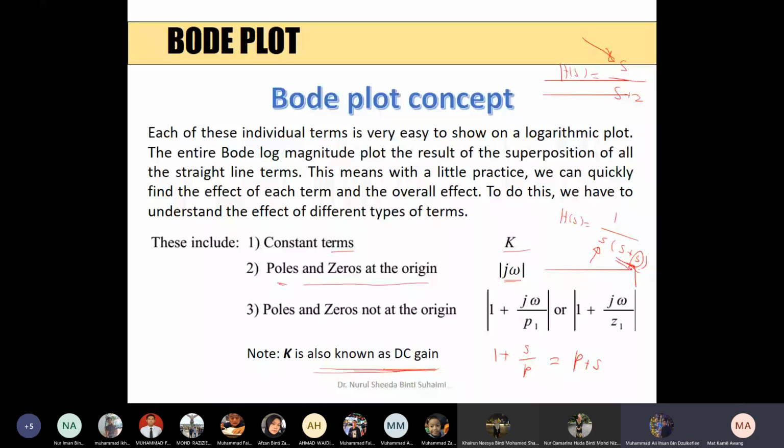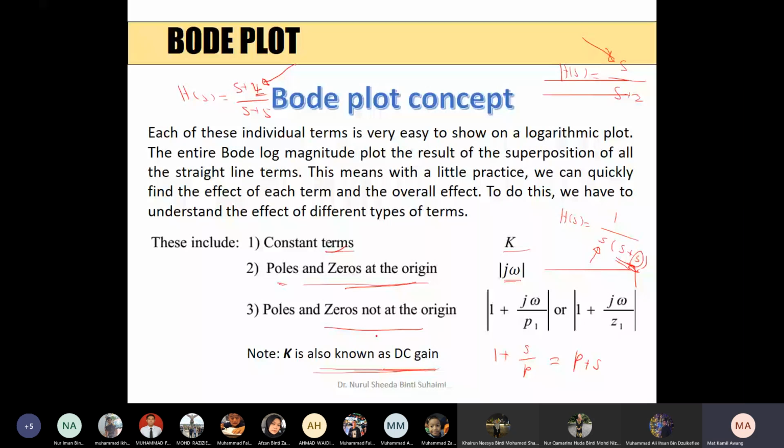If it's a zero not at the origin, you have this example: H of s equal to, let's say, s plus 4 over s plus 5. This is a zero not at the origin, but at negative 4, and the pole at negative 5. So those are the 3 different types of terms: constant, poles and zeros at the origin, and poles and zeros not at the origin. And how to treat them.